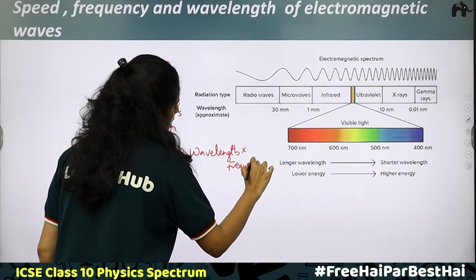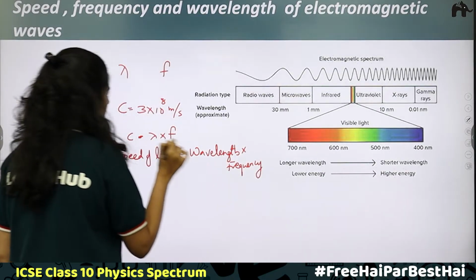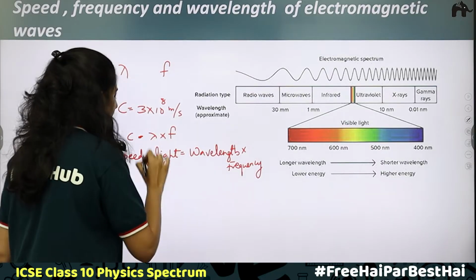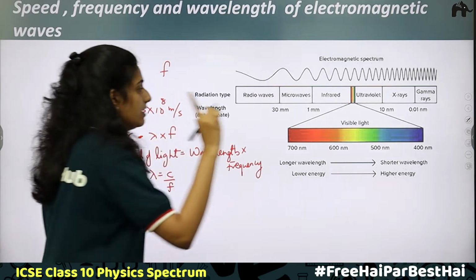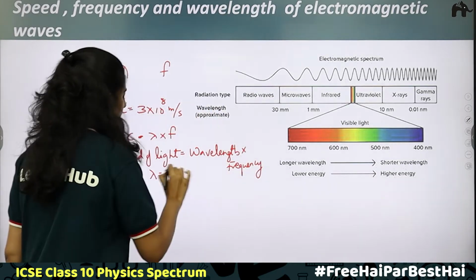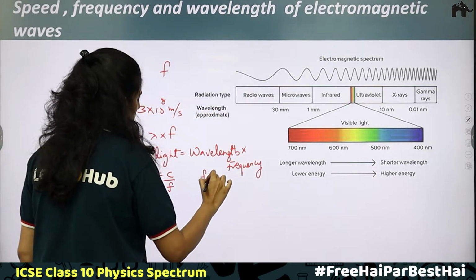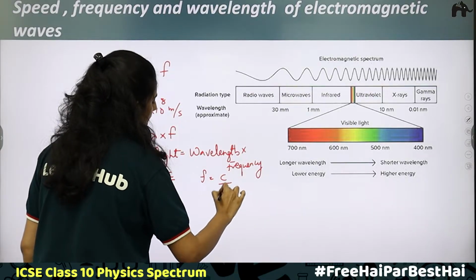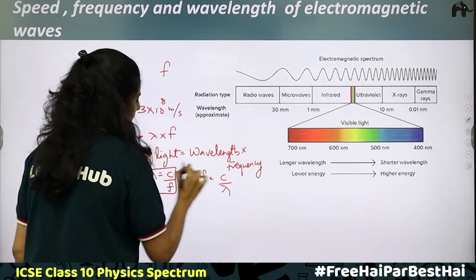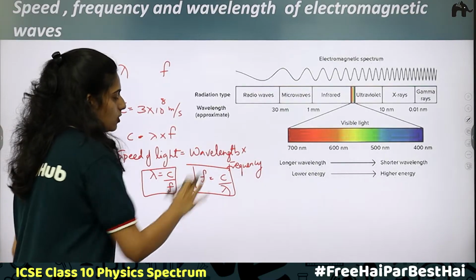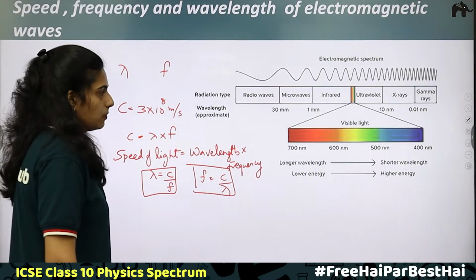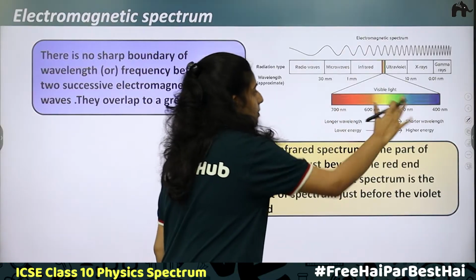So this is the relation. If frequency and speed of light are known, you can find wavelength. Lambda will be equal to C by F. So this is the case in vacuum or air. If you want to find frequency, then frequency will be speed of light divided by wavelength lambda. So these are the relations to find frequency and wavelength when the speed of light is known and one other quantity is known. Clear?